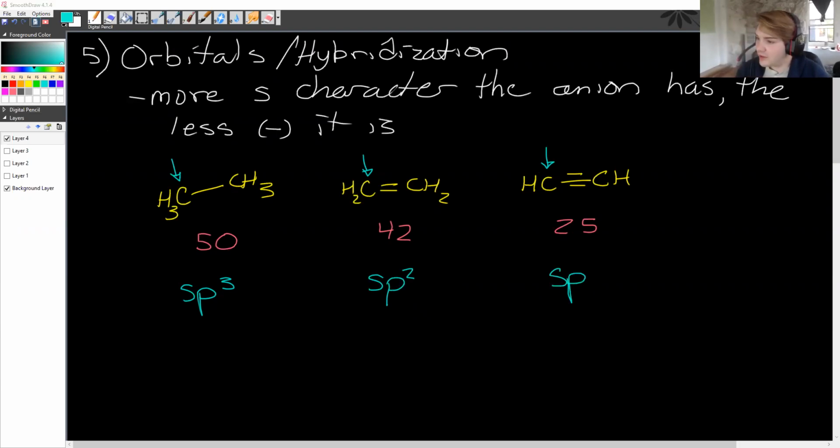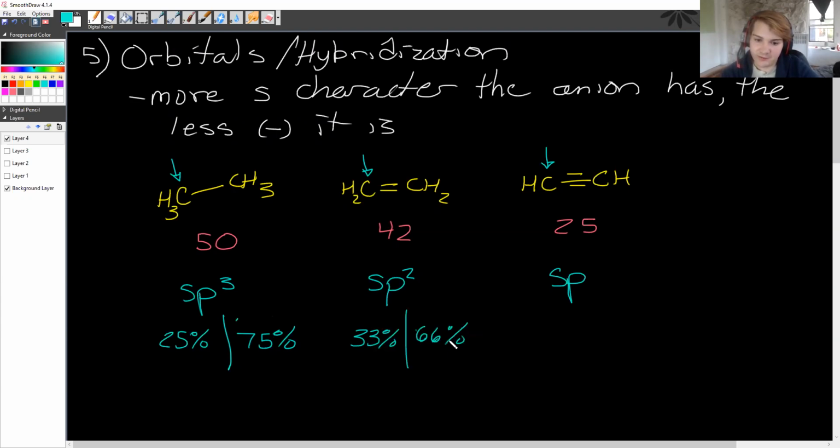So what is going on here is that this carbon is 25% S, 75% P. Likewise, we can say that this carbon is 33% S, 66% P, and that this one is 50-50. So what Mother Nature is telling us is that as you become more and more hybridized, as you get more and more double bonds, as you get more and more electron density around you, you become more acidic.